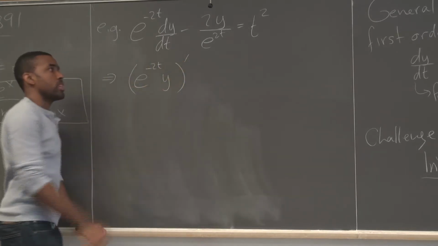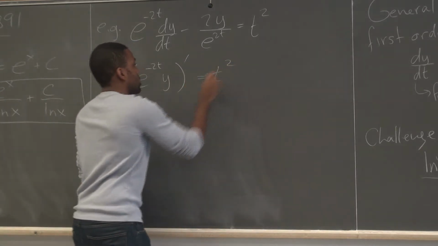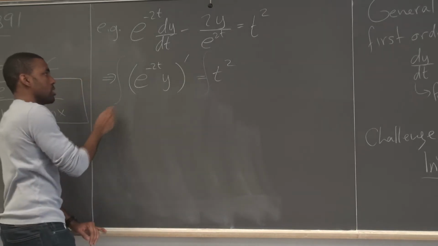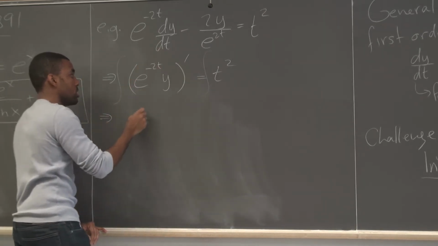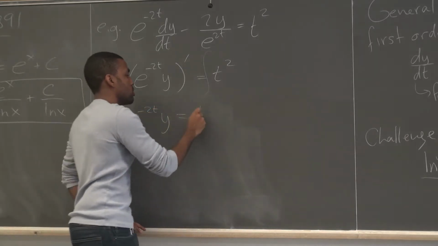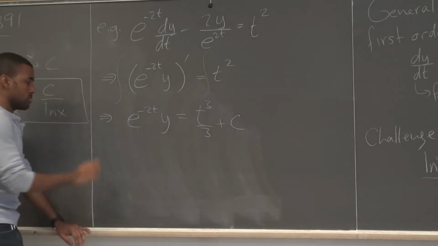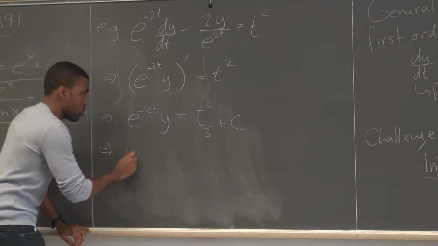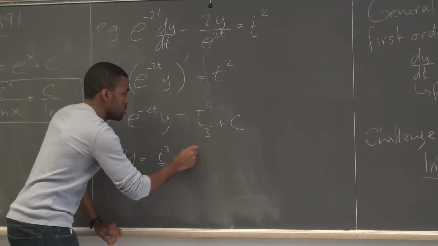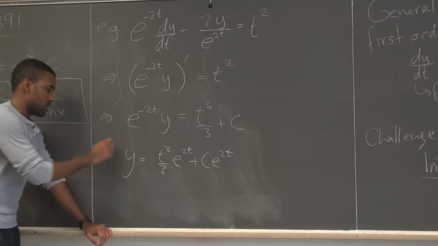That's just the derivative of that. If you do the product rule on this, you would get that. Then to undo this, I'll integrate both sides. The integral just undoes the derivative over here, which is minus 2ty equals t cubed over 3 plus c. And then I can get y would be equal to t cubed over 3 e to the 2t plus c e to the 2t, right?